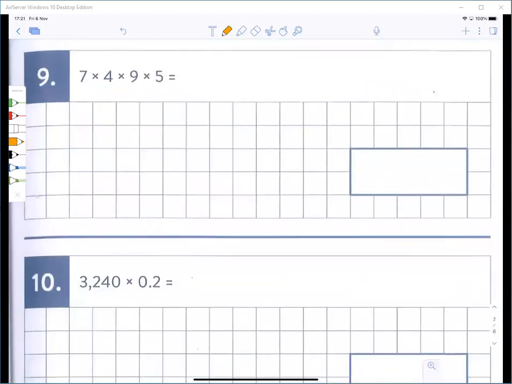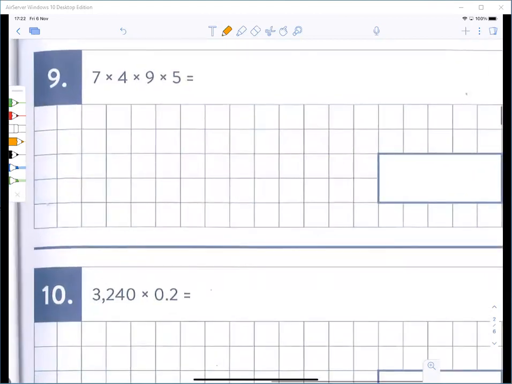Okay, right. Question number 9, let's have Mahnoor, please. Question number 9. Thank you for that, Minal. Mahnoor. 7 times by 4 times by 9 times by 5. How would you deal with this question? So first you would need to do 7 times by 4, which is? 28. And then you would have to do 28 times by 9. Or you could do 9 times by 5, which is 45.